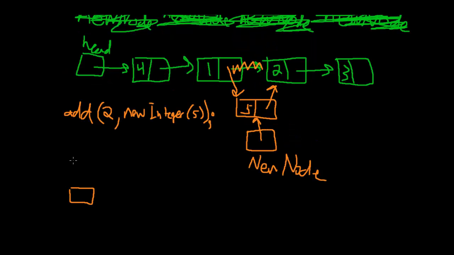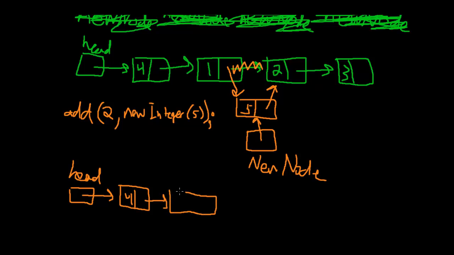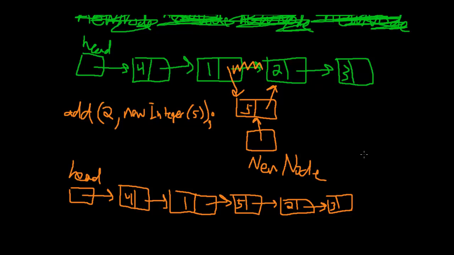So then the net result would be, let's see, this is head for 1. So this points there, this points there. Now this one points here. 5. That one points there. That one points there.